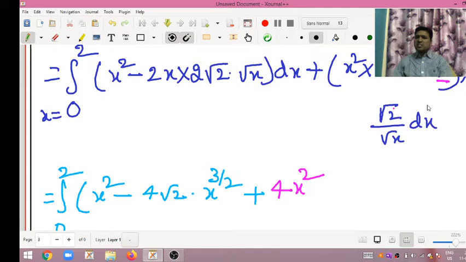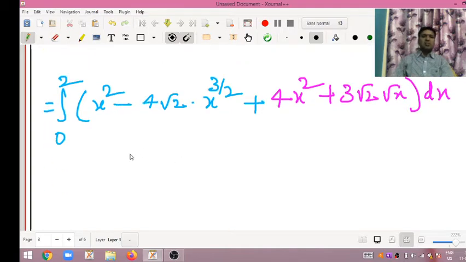Again 3x into root 2 by root x means 3 root 2 into x by root x, that is root x, my dear friends, into dx. This is the next term that will come. Next we want to integrate it, my dear friends.